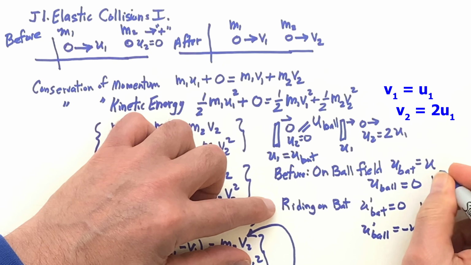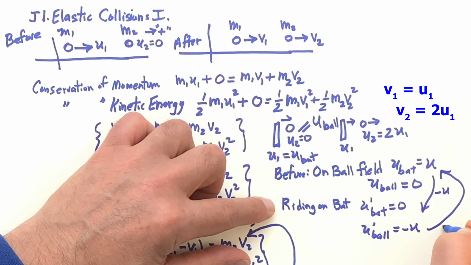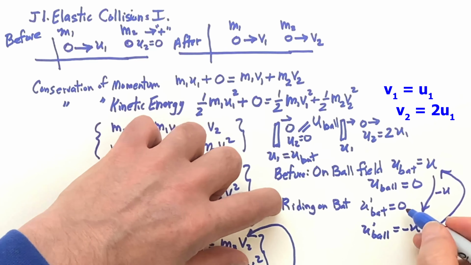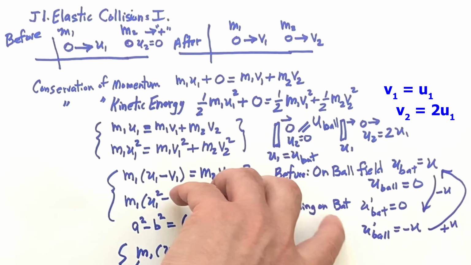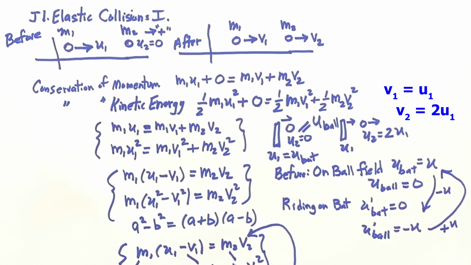Suppose I want to go this way. Well, then you would add u. If I add u to the bat, I get the bat speed. If I add u to the minus u, I get 0, see? So that's the transformation. So what happens afterwards?